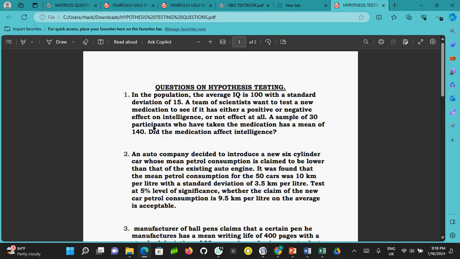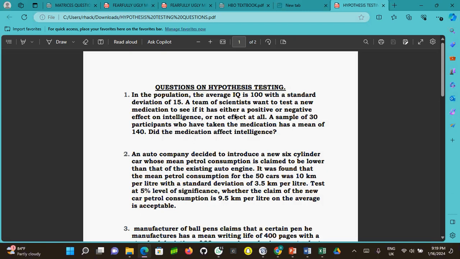Looking at this question, what do you think will be the tail? Are we solving for lower tail or upper tail? It's going to be two tail because they said the average is equal to 100. So if it's 100, then it's equal to 100. So it's going to be two tail.